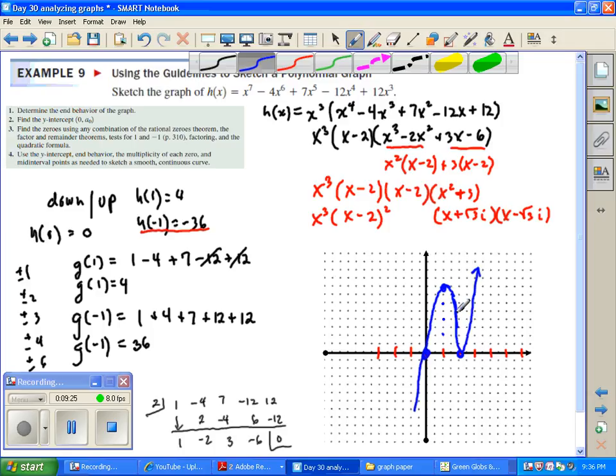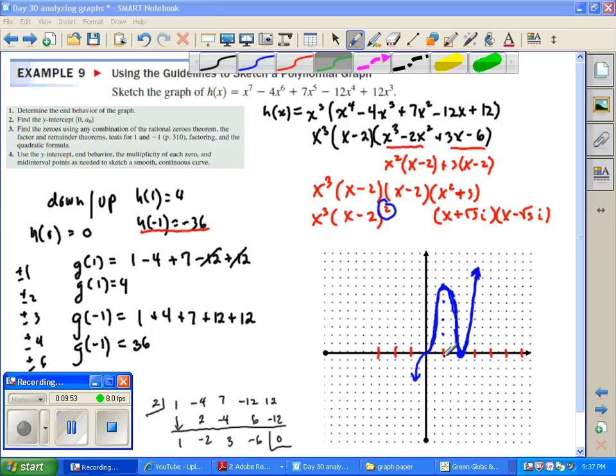Do you see the mistake? Look back at my multiplicities. What was the multiplicity of the x minus 2? 2. So I did that right. What was the multiplicity of the x cubed? 3. So what should happen here? Should it go straight through at 0? No, it should have a little chicane to it. So let's fix that.